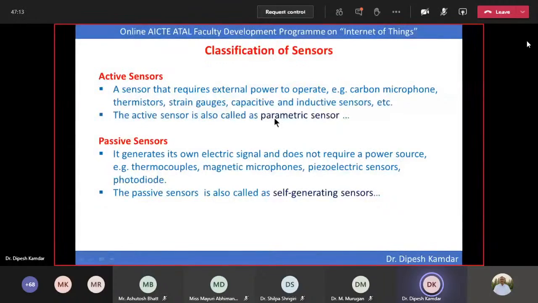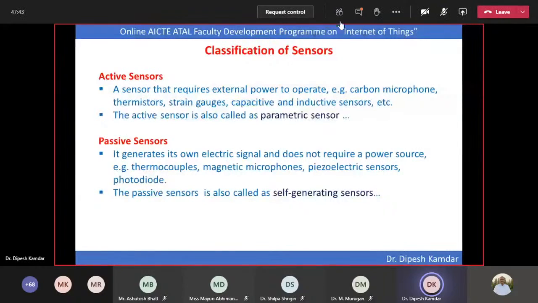Okay, so these sensors can be classified based on the kind of use. It can be classified in different ways. So first, classification can be done based on active and passive, whether an external power supply is required to get it operated. If yes, then it is an active sensor. If it can generate output without an external power supply, it can be called a passive sensor.